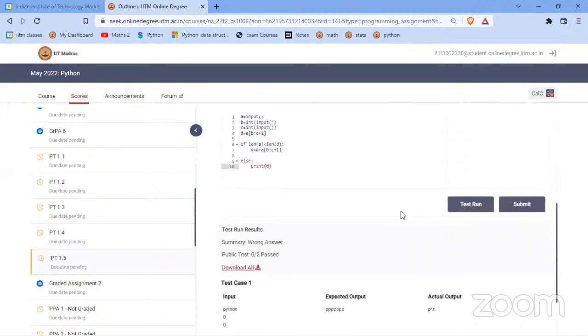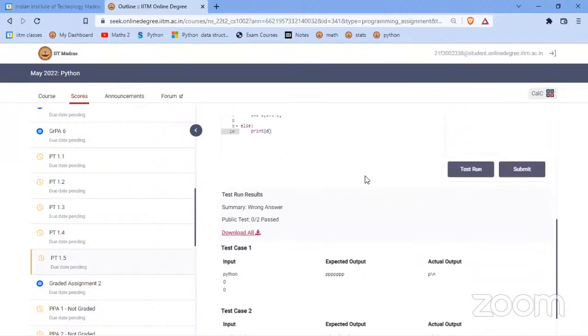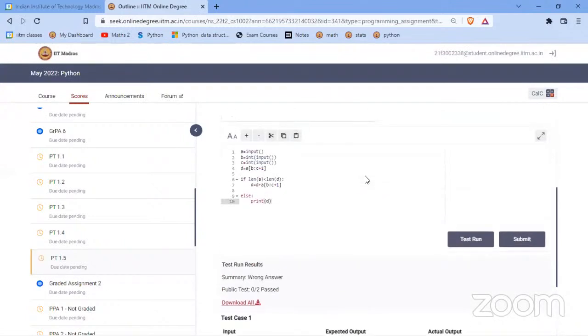But still, sir, the output is not coming. See, the thing which you are lacking is that we should be adding D to itself until the length of D is greater than the length of A. Use a while loop. The same output was coming also. Can you repeat?